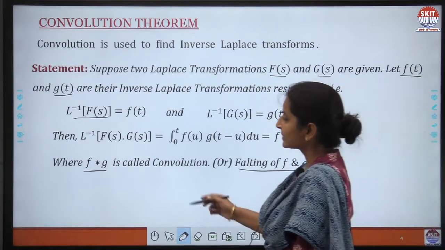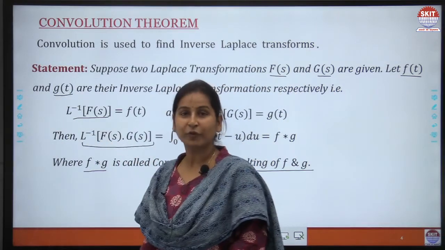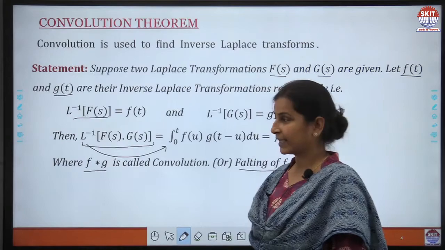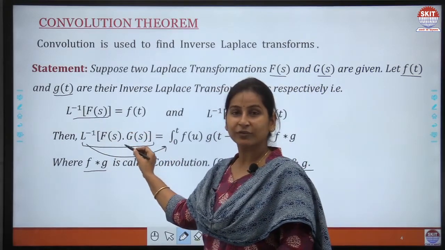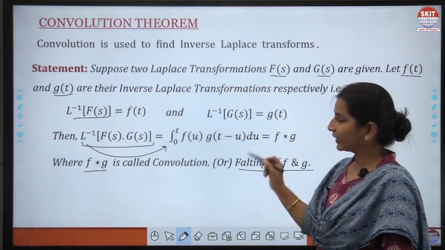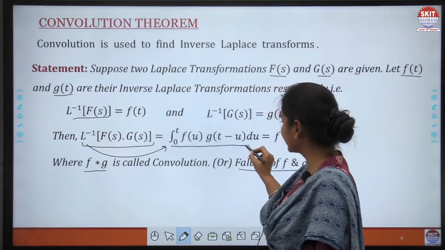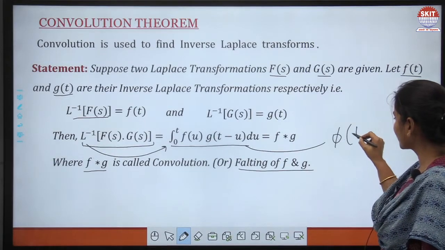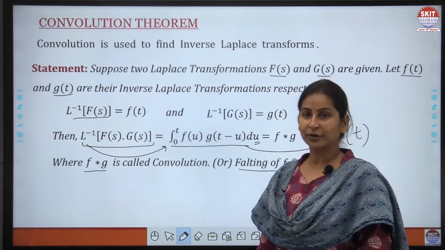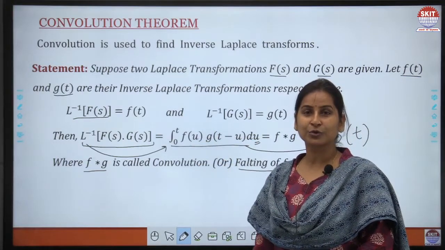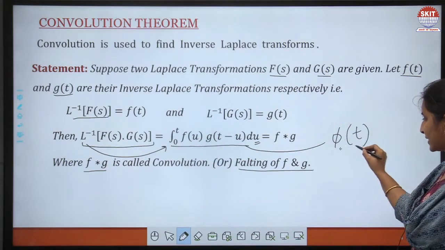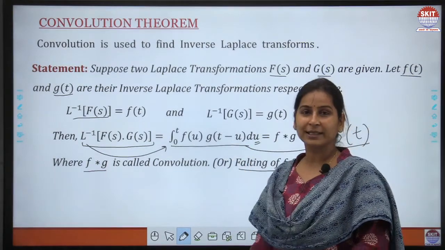To verify this, since we do not have any independent formula for this L inverse, what I do is shift this L inverse to the right side, and instead of calculating L inverse of F(s) and G(s), I will be calculating Laplace of this integral. So to evaluate Laplace of this integral, I assume that this function is denoted as a new function phi(t). Why is it so? Because this integral we are performing for u, and the limits of u are from 0 to t. So finally, after integration, this integral will give me a function of t. So I assume that this integral is phi(t).